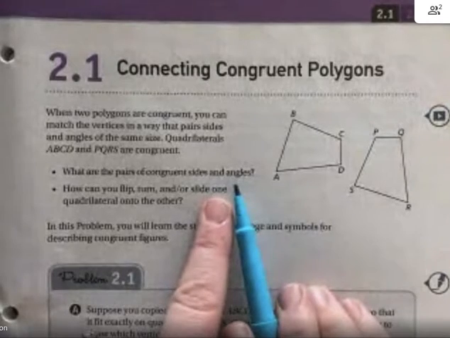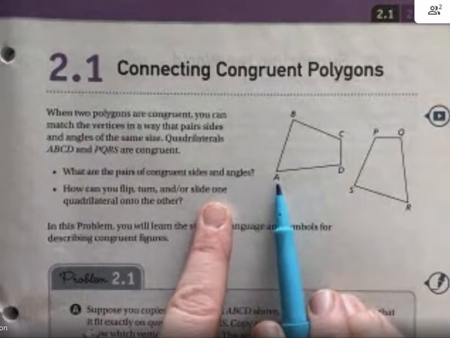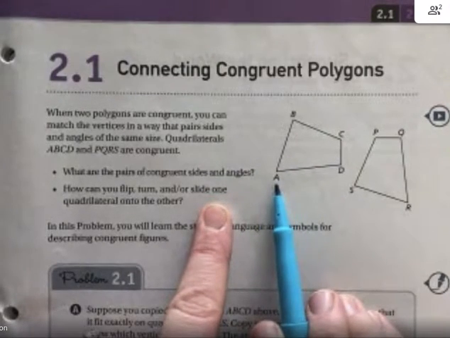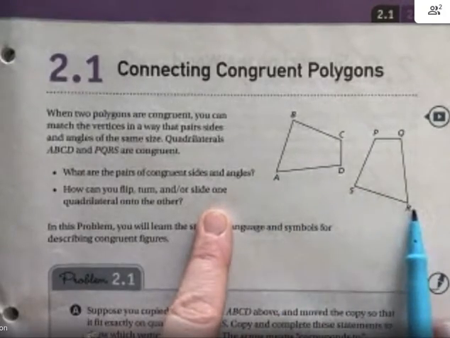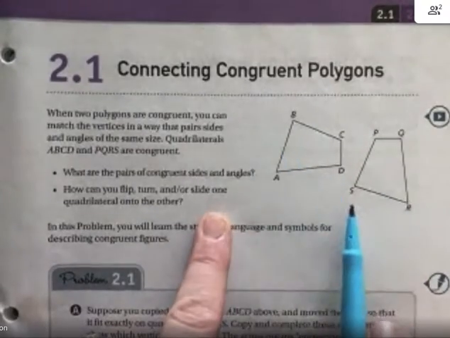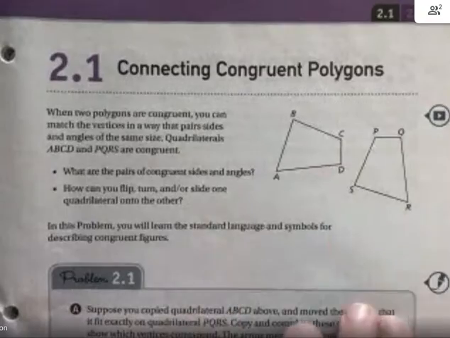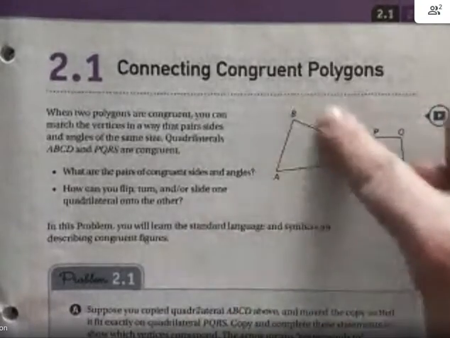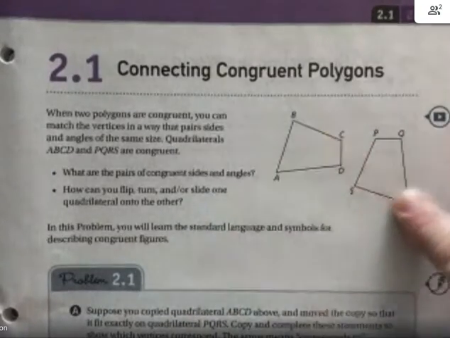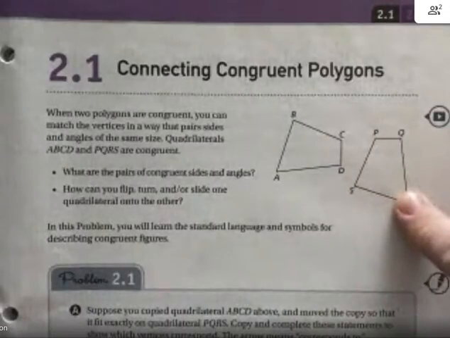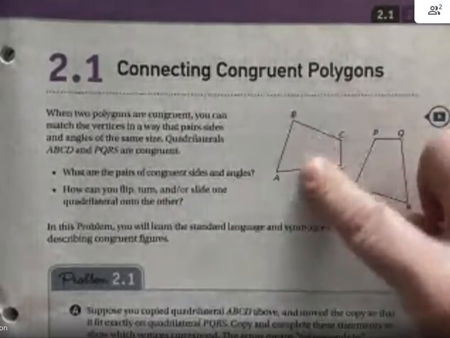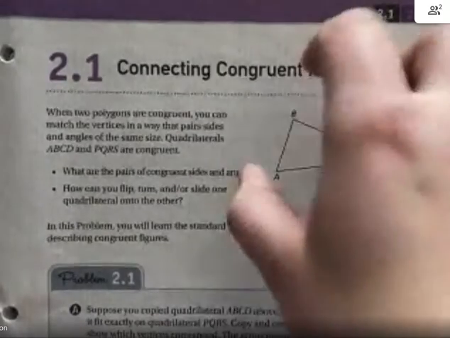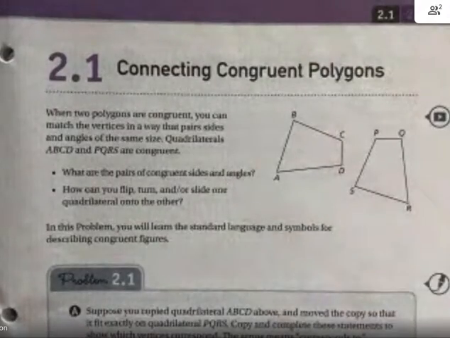Same angles. What are the congruent angles? I can say angle B or angle A is congruent to angle R. Angle B is congruent to angle S. Now we need to ask ourselves, how can I move this shape ABCD onto this shape PQRS? And if you're doing this, I want you to use a piece of patty paper to sort of make that happen. See if you can figure it out.